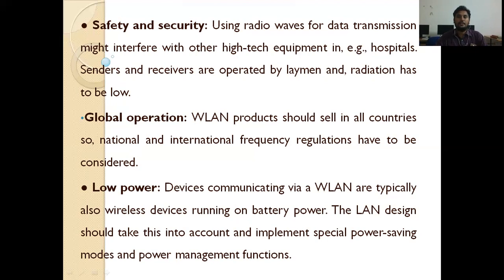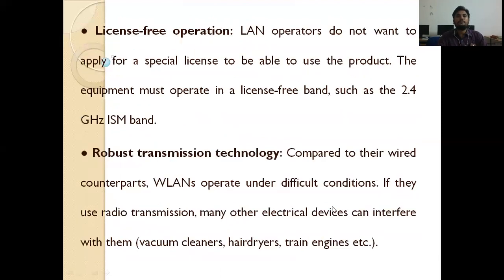So additional power saving modes and additional power management functions have to be implemented for wireless LANs, mostly depending on battery power. And license free operation: there is a possibility of n number of users communicating by wireless. LAN operators do not want to apply for a special license to be able to use the product. So the equipment must operate in a license free band such as the 2.4 GHz ISM band. So that is one disadvantage, license free operation in wireless LANs.